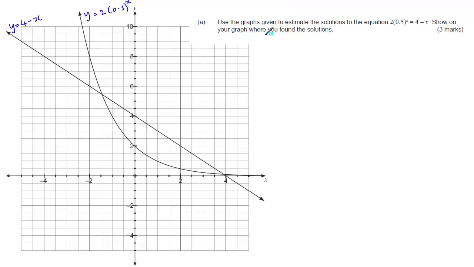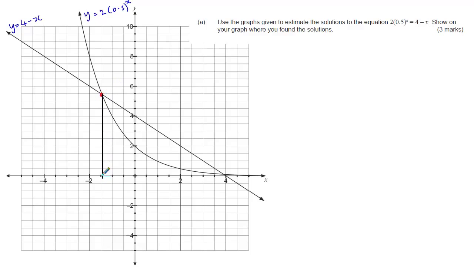We want to use the graphs given to estimate the solutions to the equation 2 times 0.5 to the x is equal to 4 minus x. Show on your graph where you have found the solutions. So that's going to be where they cross. So we've got an intersection just there.